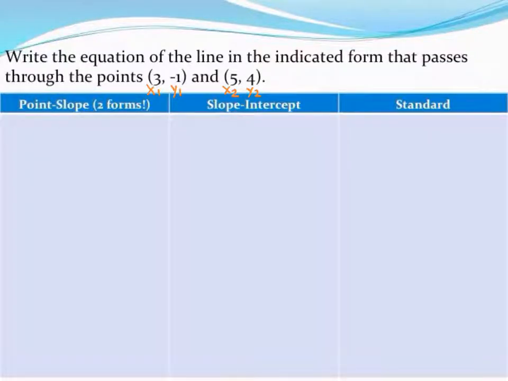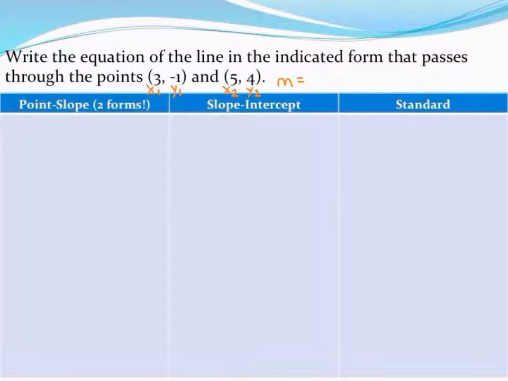Anytime I'm asked to find the equation of a line, regardless of what form I want it to be in, I'm always going to start by finding the slope. To do that when I'm given 2 points, I'm going to use my slope formula, y2 minus y1 over x2 minus x1. Or you can switch the y1s and y2s around like we talked about.